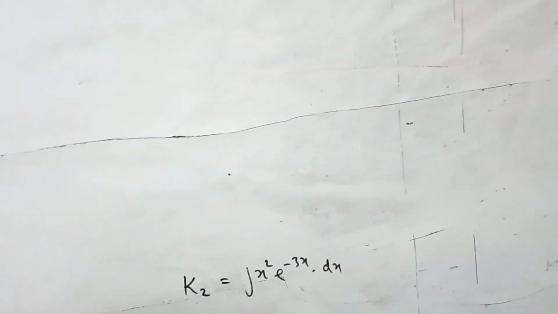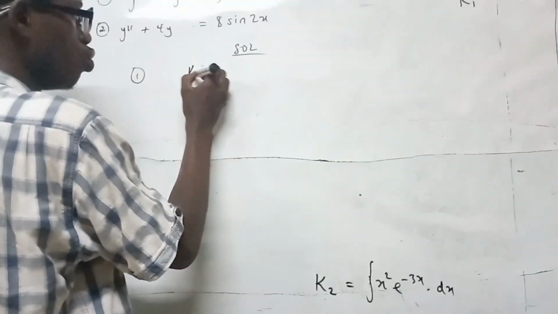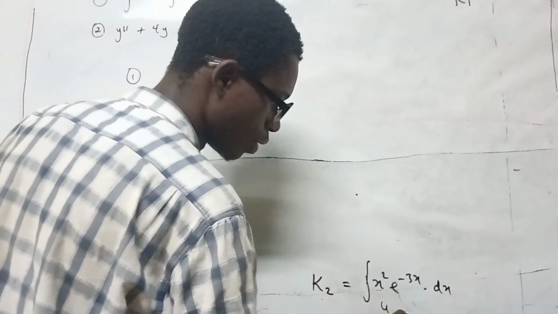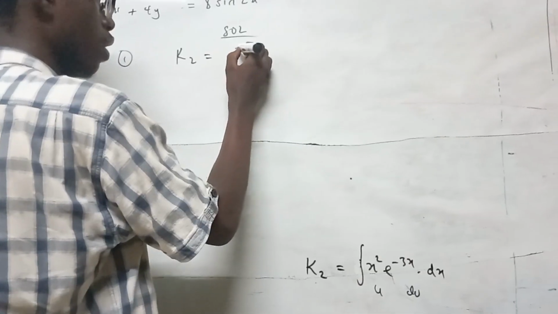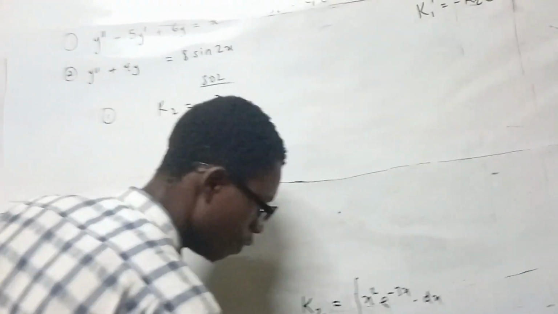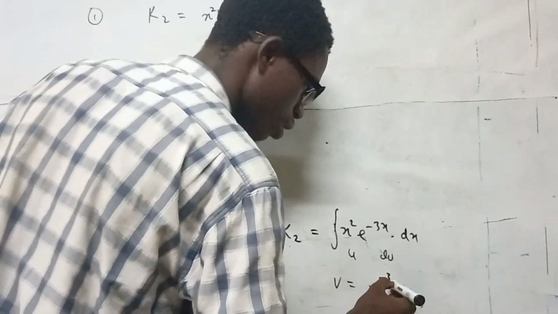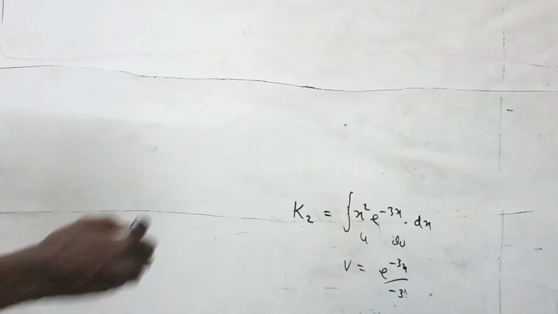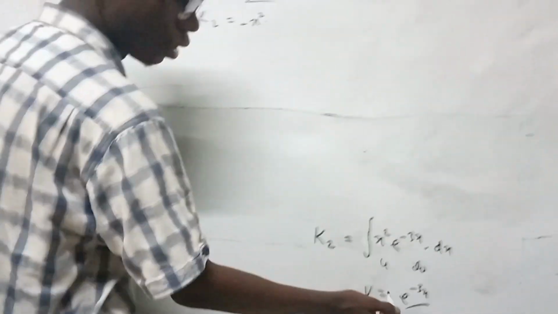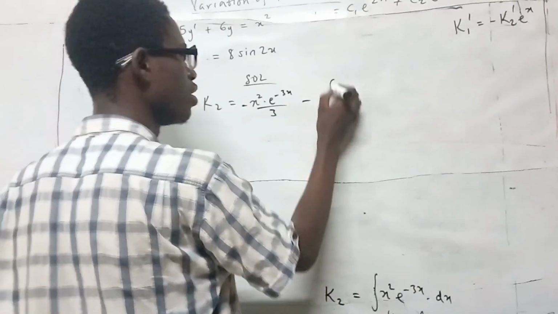Now to integrate this, we are going to use integration by parts. So we are going to have k2 equals, taking this as our u and this as our dv. So if u equals x squared, what will our v be? V will be equal to, integrating e raised to power minus 3x, e raised to power minus 3x over minus 3. Then uv minus the integral of v du.